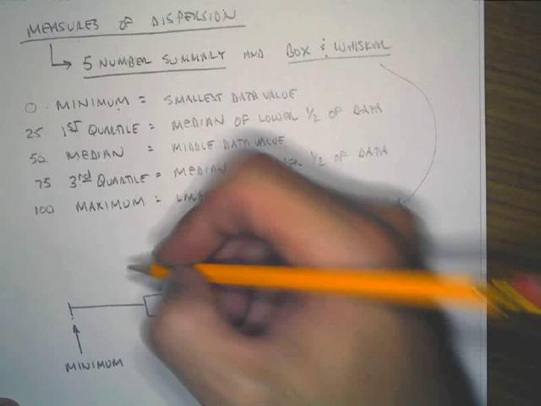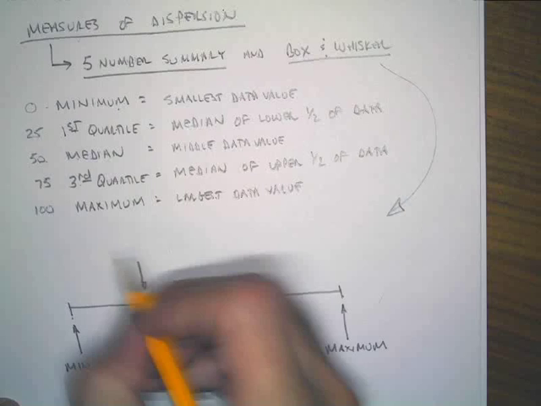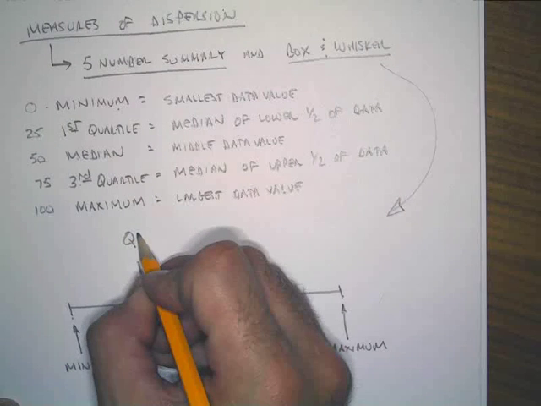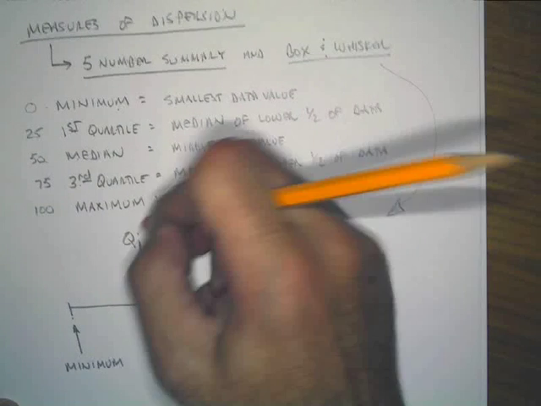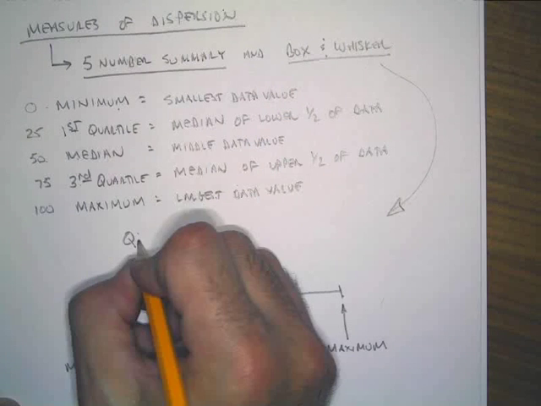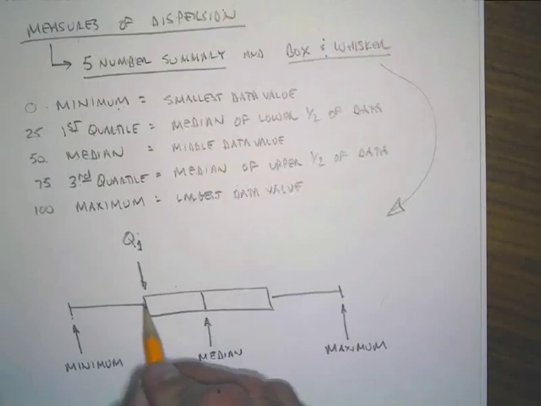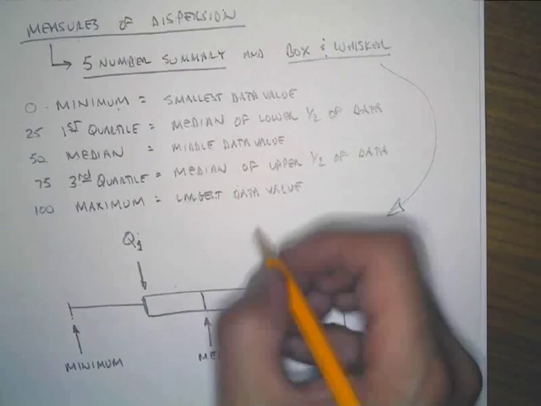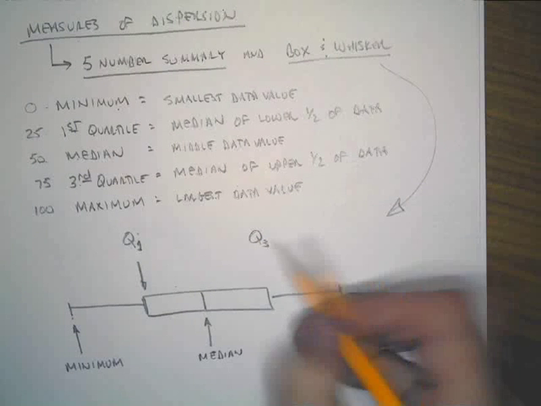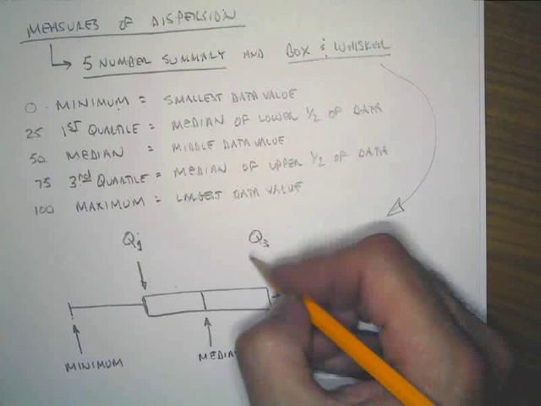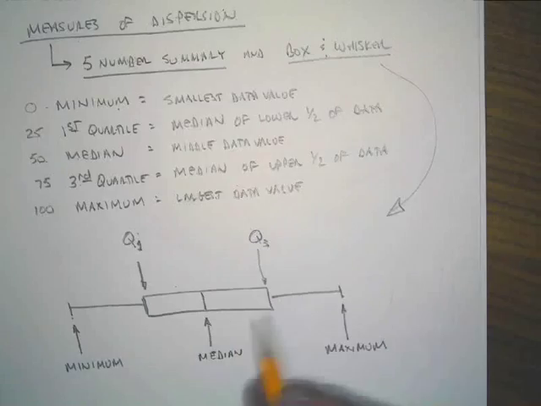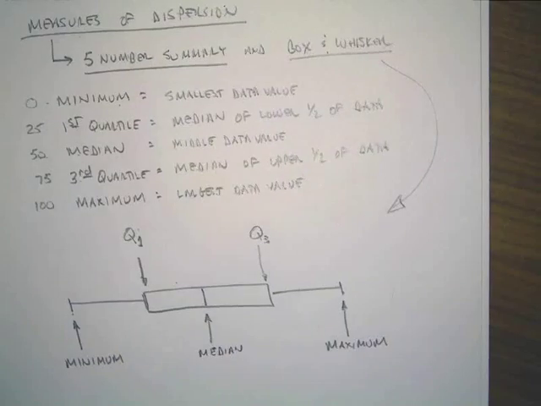Okay. The first quartile is represented by Q1, or Q sub 1, because it's a subscript, okay? And that's represented by the lower end of the box. And the third quartile, or Q sub 3, is represented by the vertical line at the other end of the box.